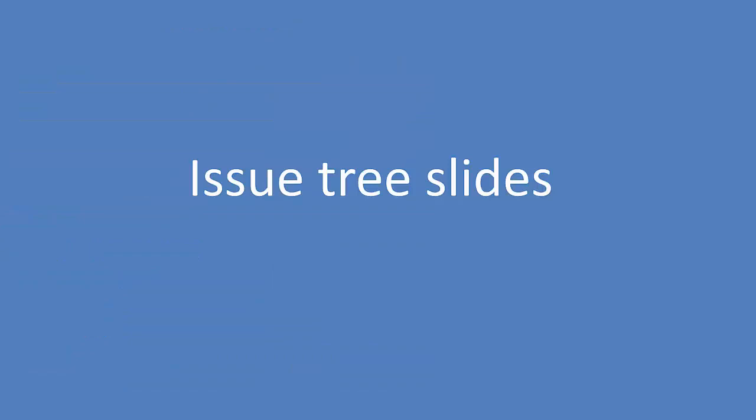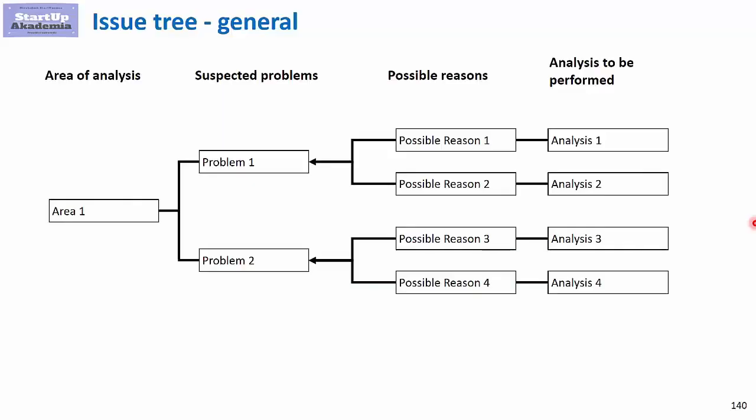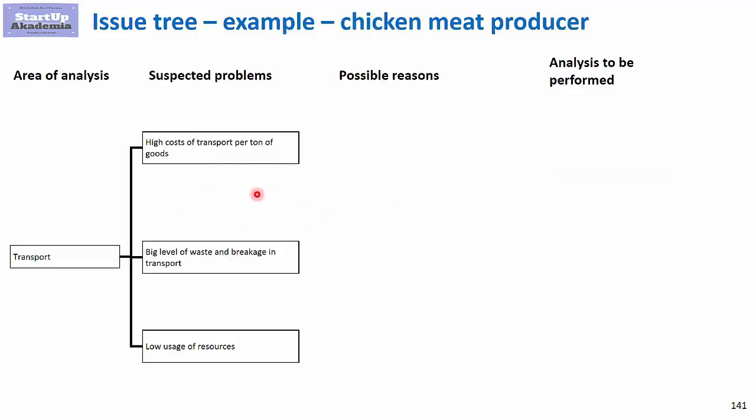At the beginning of the project, both internally and externally, you sometimes have to show the structure of the problem and what influences what. So for this, you might be using the so-called issue tree slides. I'm going to show you what the general one looks like and one example so you know how you can put it into more details. So we've got the general issue tree, where we first define the area of analysis. Then we put the suspected problems, possible reasons for this problem to exist, and obviously the analysis we're going to perform, or the customer has to perform, in order to prove those reasons right or wrong, and then obviously the existence of this problem.